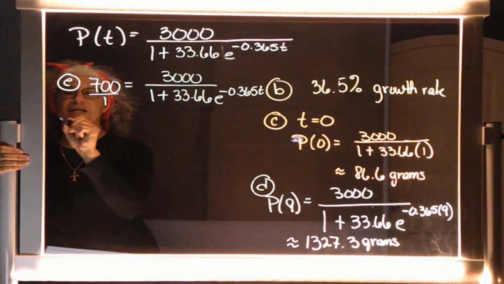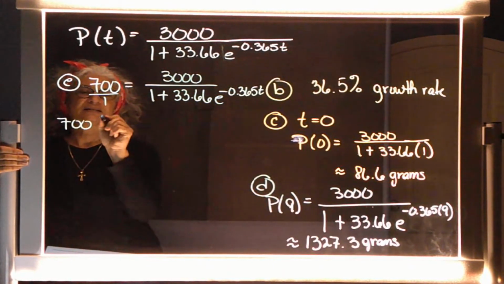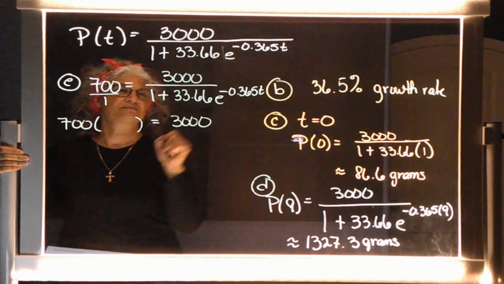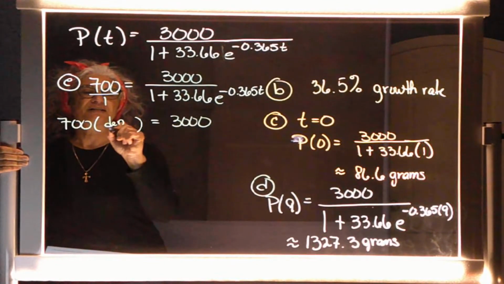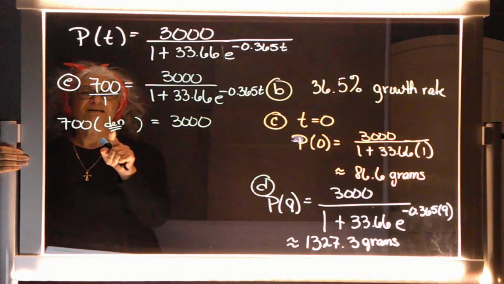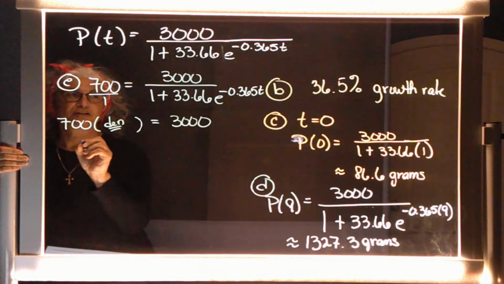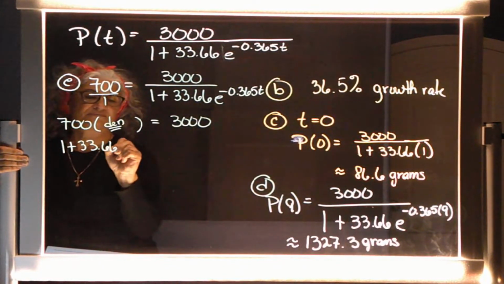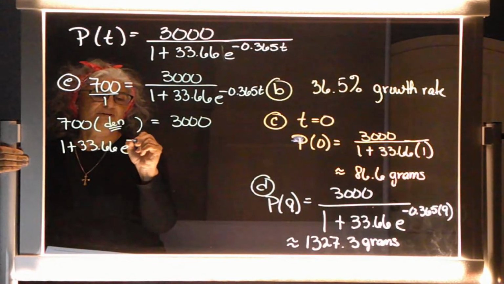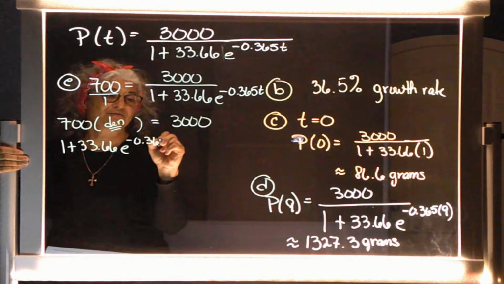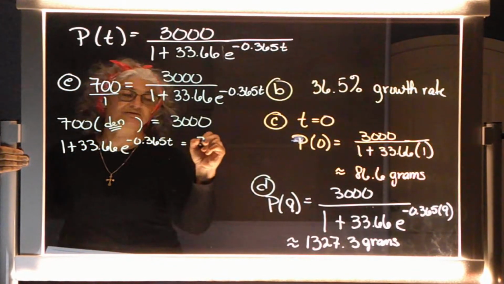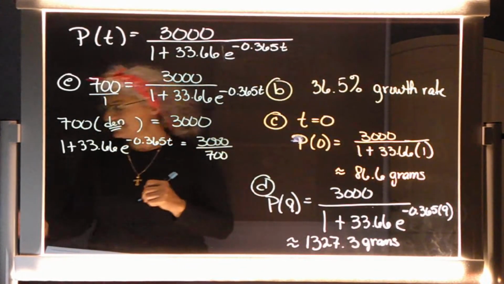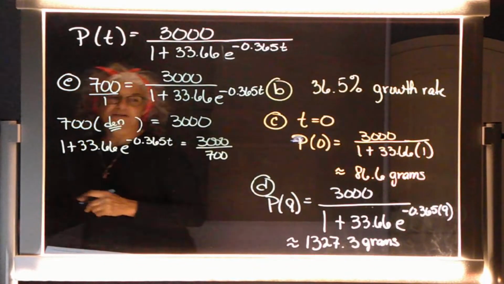So I am just going to do this. 700 times this lovely fraction equaling 3,000. This lovely denominator, I should say. And then I'm going to divide both sides so I can get this denominator by itself. Why do I want it by itself? Because I'm trying to solve for that t that's in the denominator. Got it? Okay.